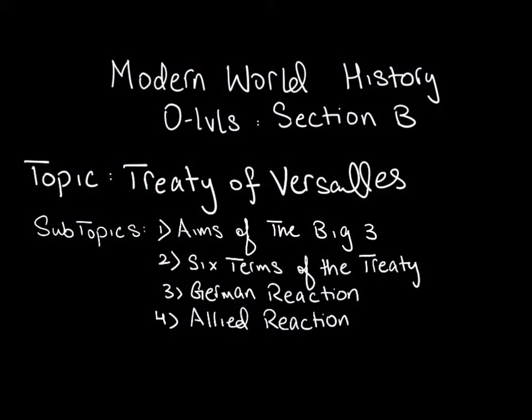Hello and welcome to Modern World History O Levels, Section B. Today's topic would be the Treaty of Versailles, where we have four subtopics, which are the following: aims of the Big Three, six terms of the Treaty of Versailles, the German reaction to the treaty, and the Allied reaction.